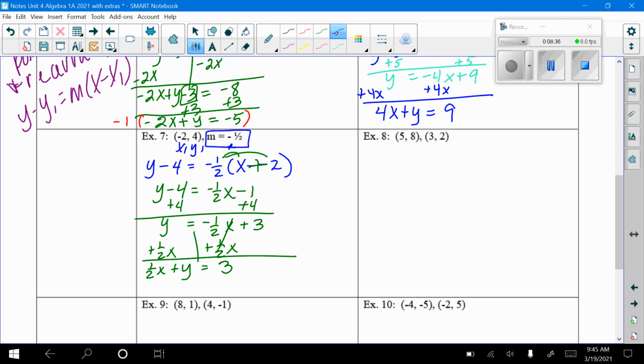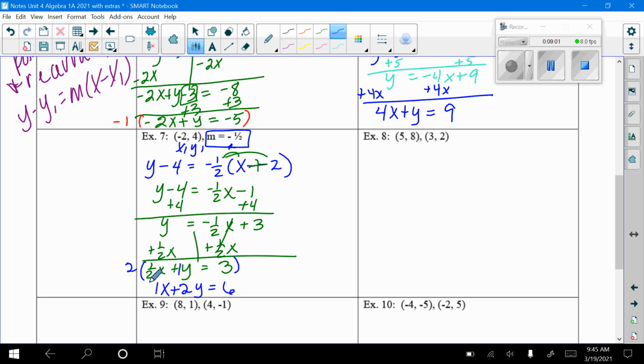Now I have a fraction as a starting point, my a value, and it's positive, which is nice, but I need to get rid of the fraction. So let's multiply everything by 2. So we're going to have 2 halves is 1 whole. 2 times 1 is 2. And 2 times 3 is 6. That is in standard form. All whole numbers are integers, and the leader is positive.